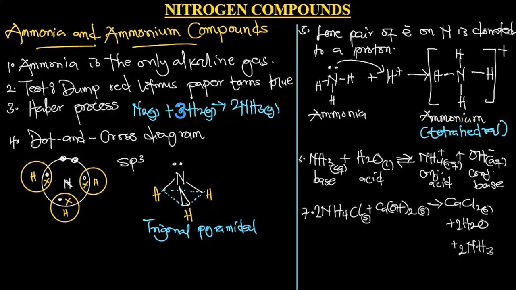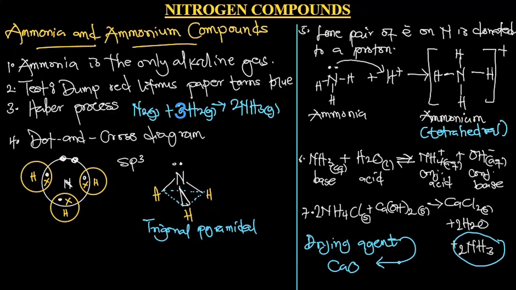Now to test for the ammonia, remember what we do, we use damp red litmus paper, and it's going to turn blue. Now, for this reason, since we have water in there, if we are preparing this gas and we need to dry it, we use calcium oxide to dry the gas. So the drying agent in this reaction is calcium oxide. So this is what you need to know about ammonia and ammonium compounds.